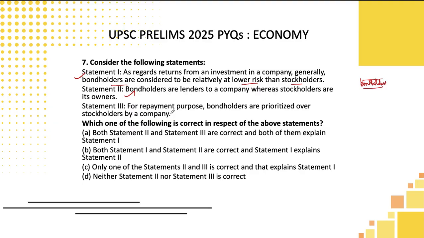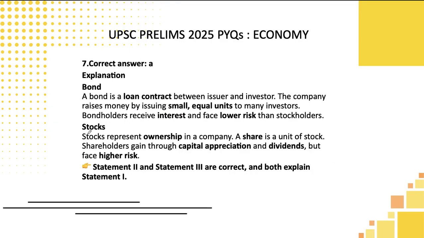Third statement, for repayment purposes, bondholders are prioritized. Yes, that is also correct. That is why they enjoy more. They have less risk compared to stockholders. So all the three are correct. So both the statements 2 and 3 are correct, and that explains statement 1. So the correct answer is option A.